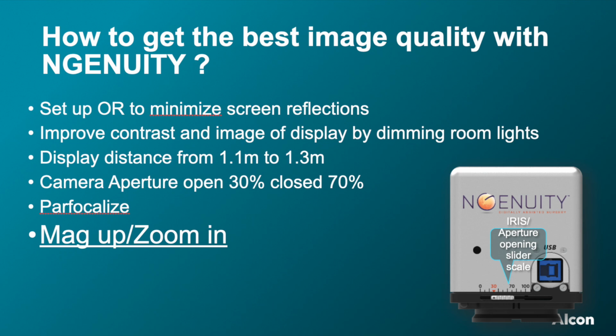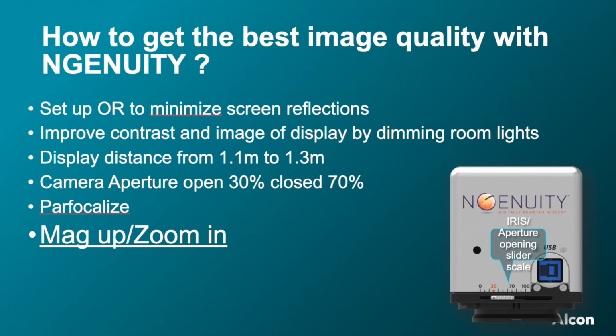How to get the best image quality from the Ngenuity? When you start, you had better dim the lights in the operating room, because if you have a lot of reflection, it might affect the image on your screen. The best starting point for the screen is around a meter and a half from the surgeon. The best starting point of the depth control slider is 30%. This will fit perfectly well for anterior segment and posterior segment work.